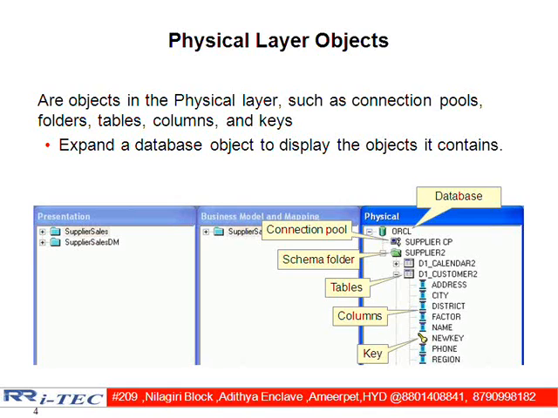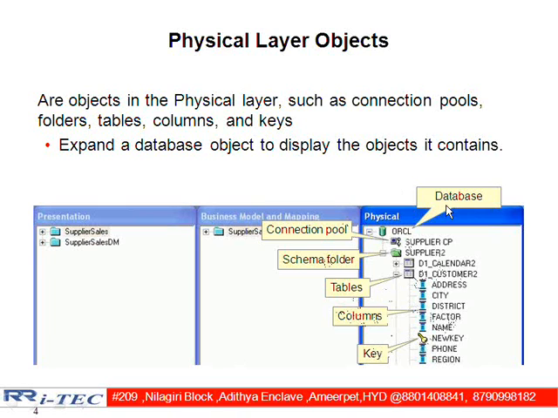Any question? Okay. Next, physical layer objects. We are able to identify each and every object. This is called what, sir? Database. This is called connection pool, schema folder, tables, columns, keys. We are able to identify each and everything.